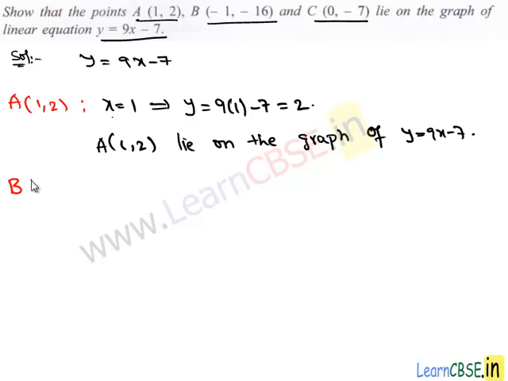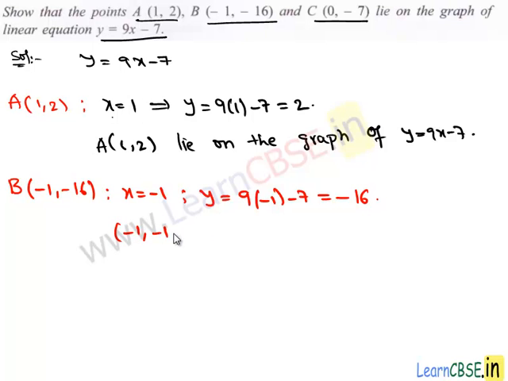Let's take the next point. Here we have B (-1, -16). Here its x coordinate is -1, and the corresponding y coordinate is obtained by substituting the value of x, which is -1, so we have 9 times -1 minus 7, which is -16. Therefore, we can say that (-1, -16) is the solution, and it lies on the graph of the linear equation y is equal to 9x minus 7.